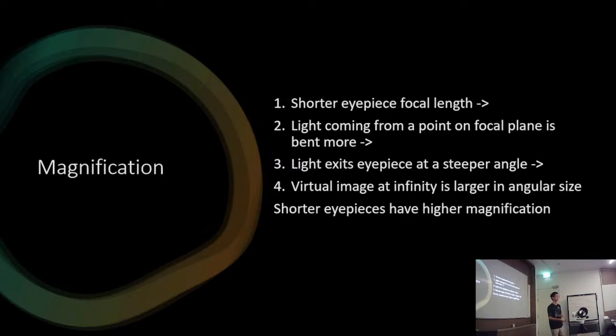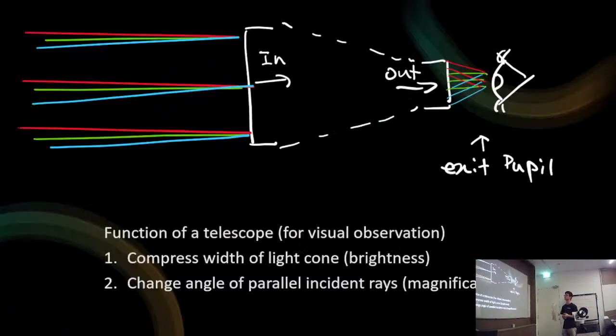So another way to intuitively understand this is that your shorter eyepiece has a shorter focal length, right? That means that the light coming in from the focal plane bends more at a steeper angle towards the eye. Meanwhile, if the eyepiece focal length is longer, then the bending is a lot less severe, right? Then that means that the light is coming in at a shallower angle. So this is the intuitive way to think about how the eyepiece magnifies things.